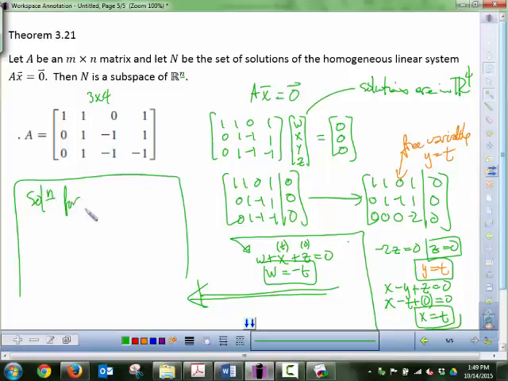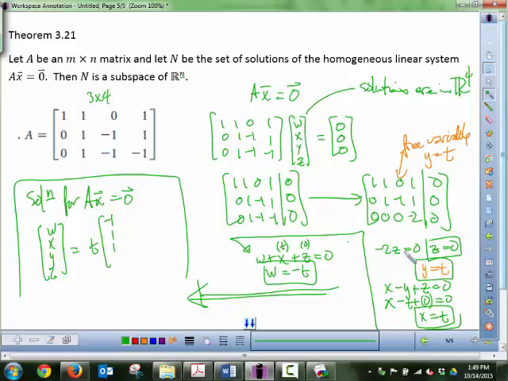So what is our solution? Solution for Ax is equal to 0. Our solution is going to be a w, x, y, z vector. Well, it's a set of vectors that satisfies this equation. w is equal to t times negative 1, x is equal to t times 1, y is equal to t, and z is equal to 0.